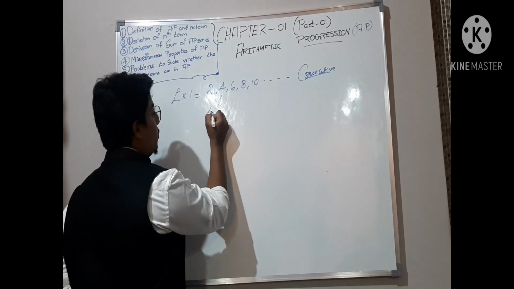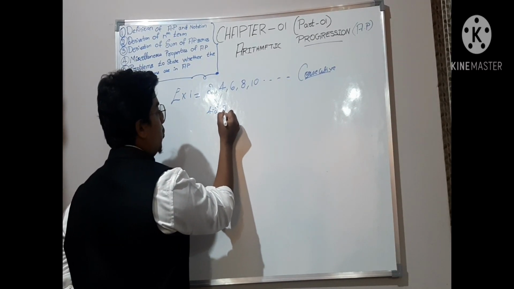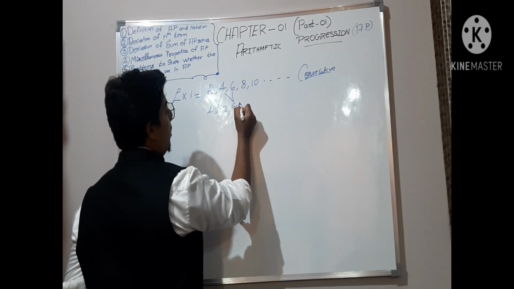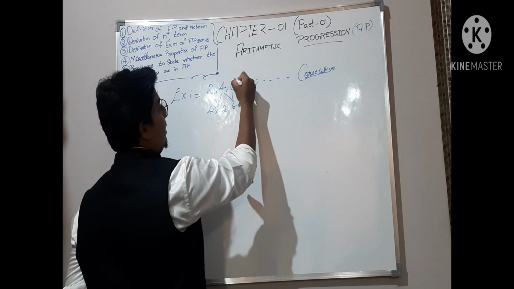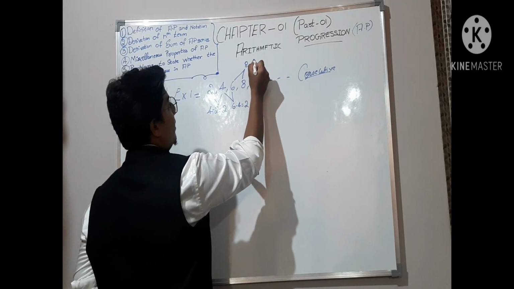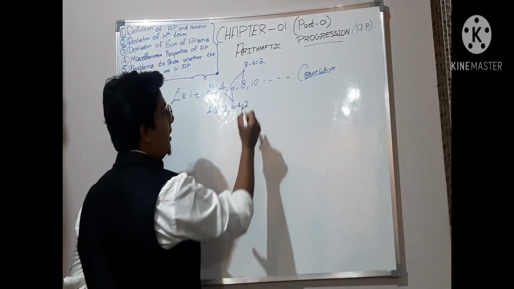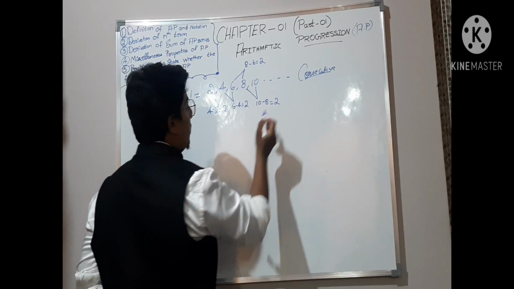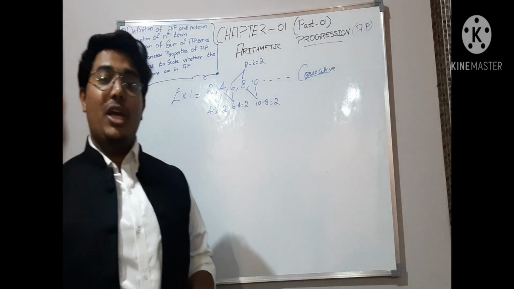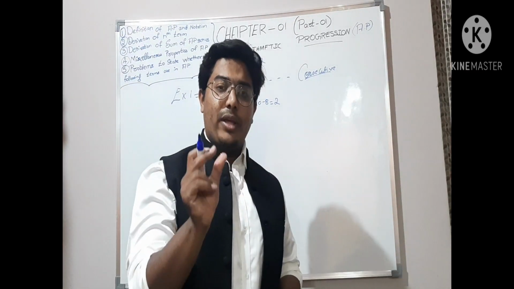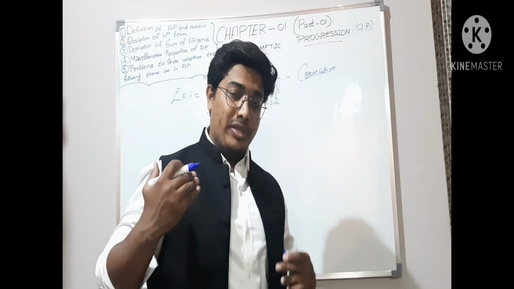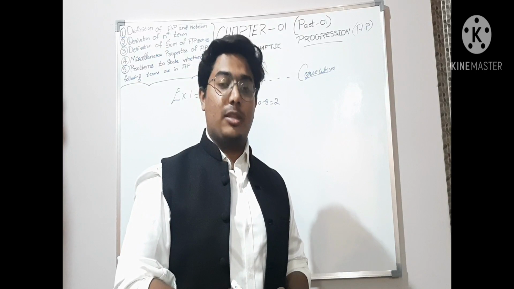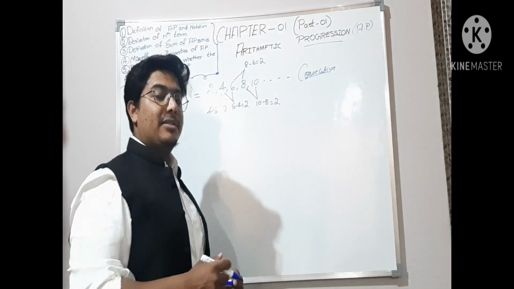So 4 minus 2 is 2. In these two consecutive terms, 6 minus 4 is 2. In these two consecutive terms, 8 minus 6 is equal to 2. In these two consecutive terms, 10 minus 8 is equal to 2. Therefore, in the entire series, we observe that there is a common difference, that is 2, which is constant over the entire series, and thus we call this series an arithmetic progression series. Let us consider example 2.